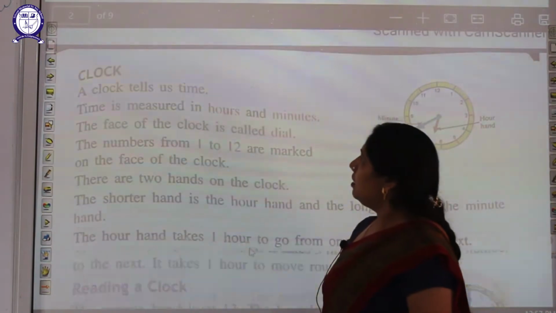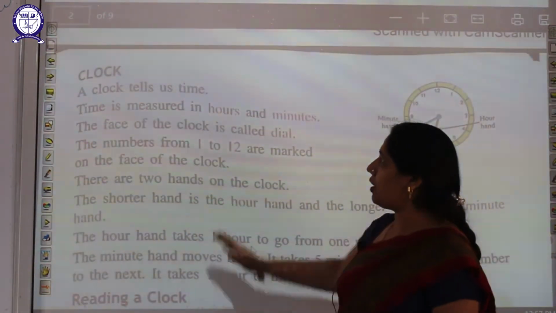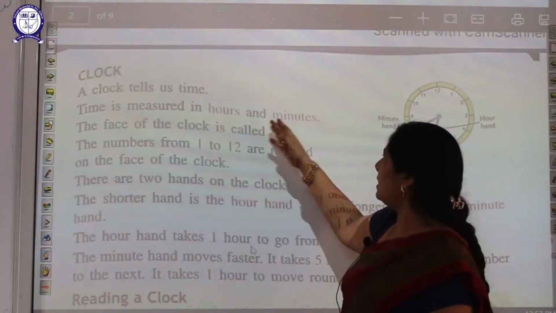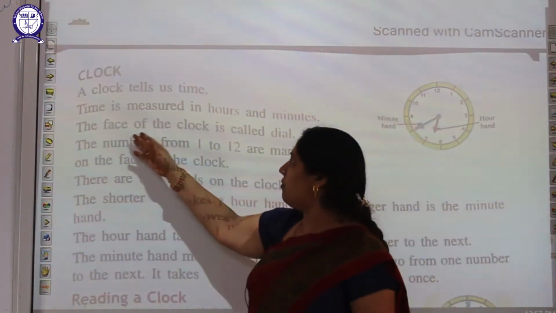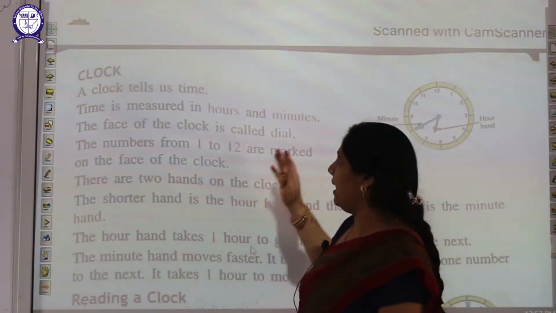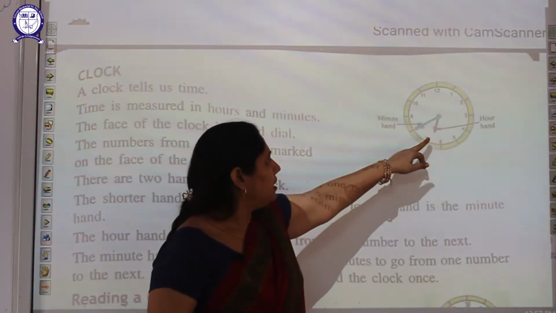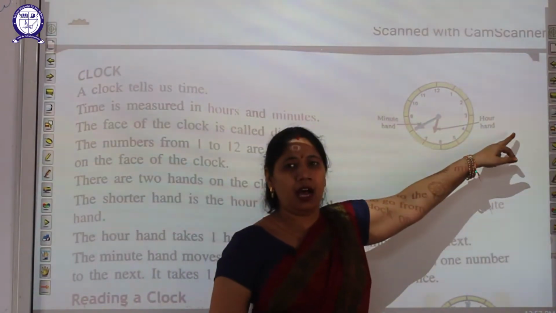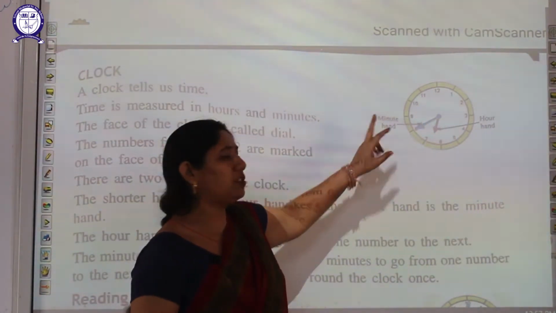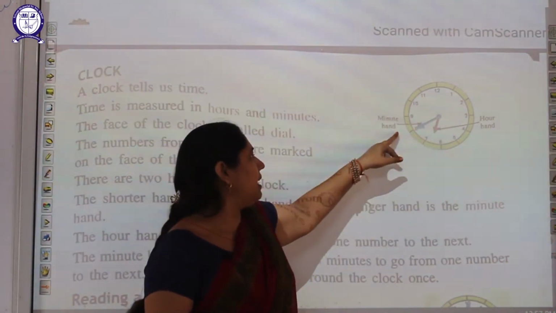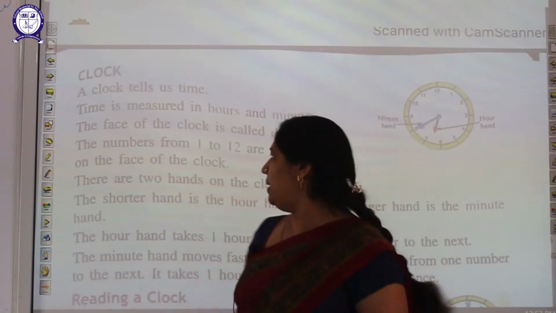Clock. Look here students, a clock tells us time. Time is measured in hours and minutes. The face of the clock is called the dial. The short hand is called the hour hand and the long hand is called the minute hand. This hand tells us hours and this hand tells us minutes.